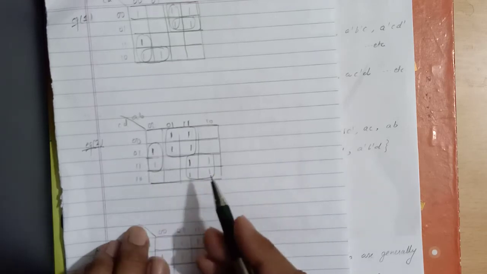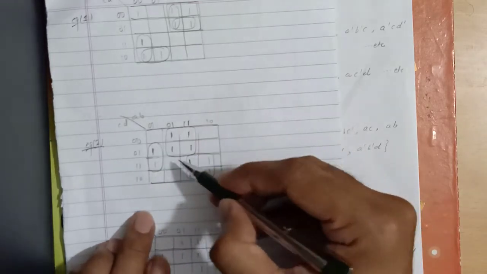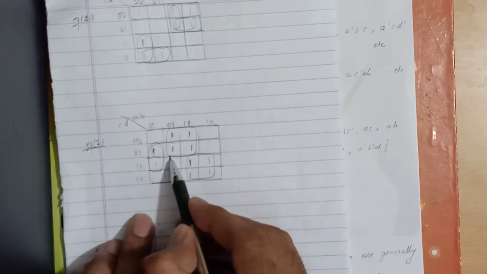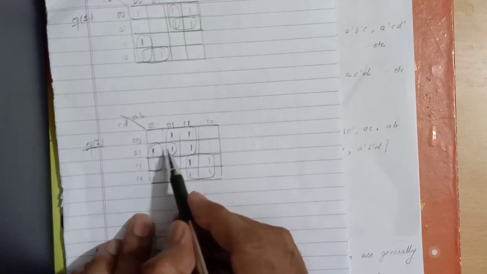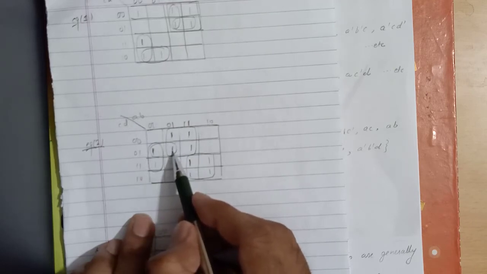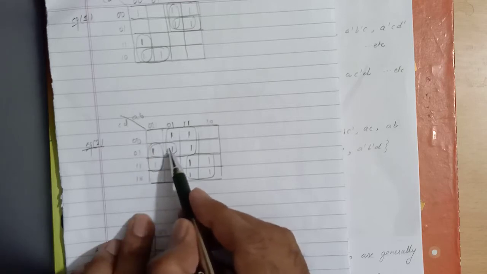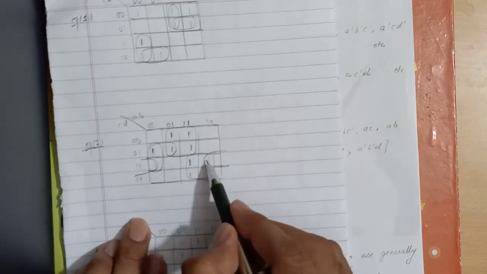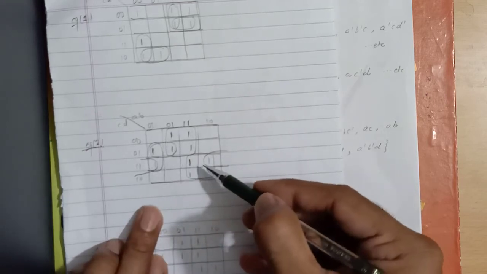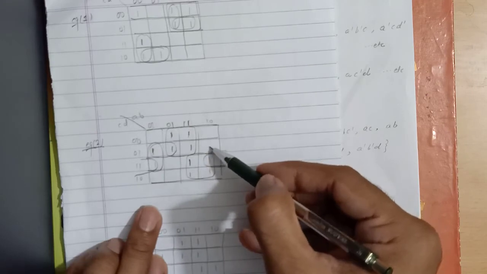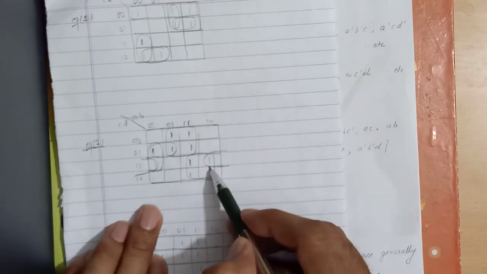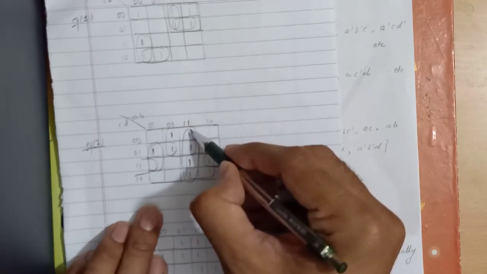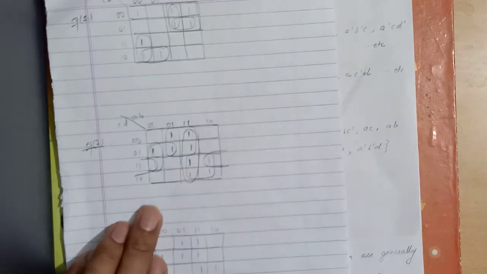So these are our prime implicants. Also note that this is also our prime implicant, because these two ones cannot be combined with 4 ones. This is also our prime implicant. This is also our prime implicant. These two ones cannot be part of any bigger cube, so these are also prime implicants. Similarly, these 4 ones will form a prime implicant.